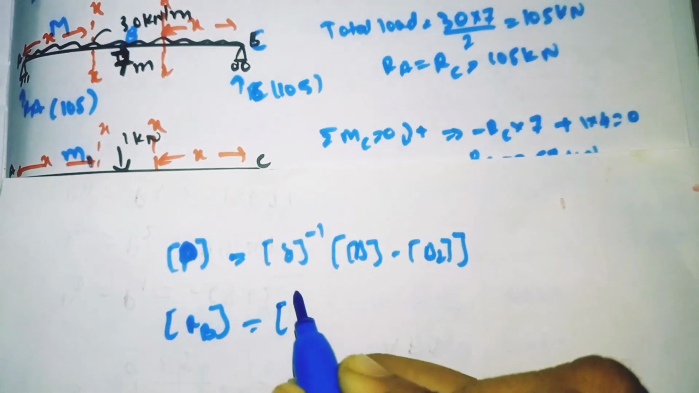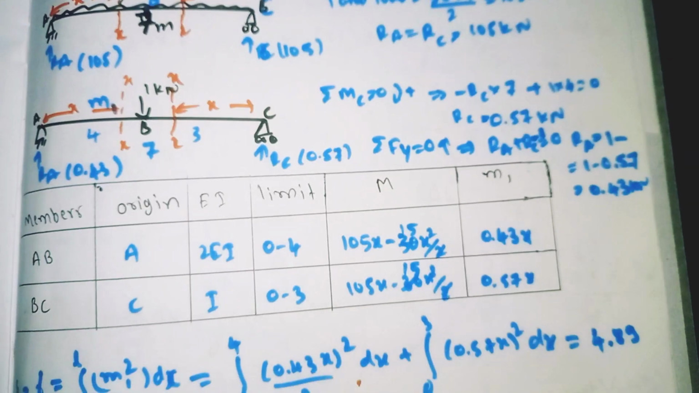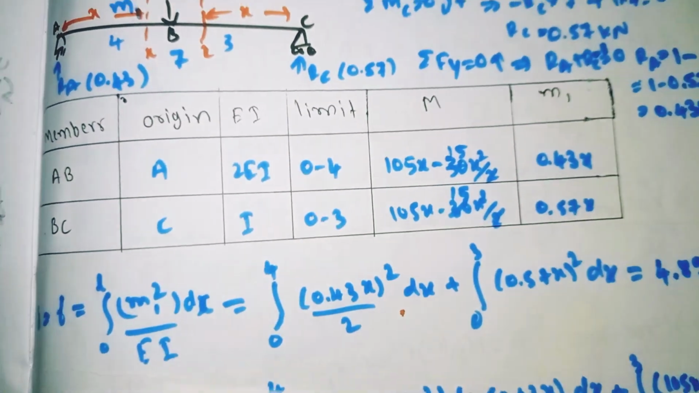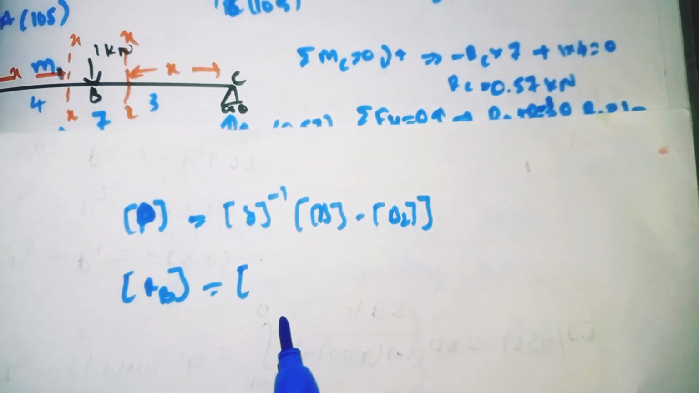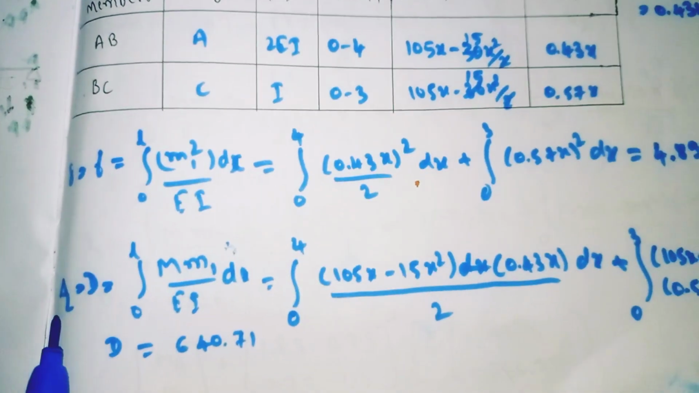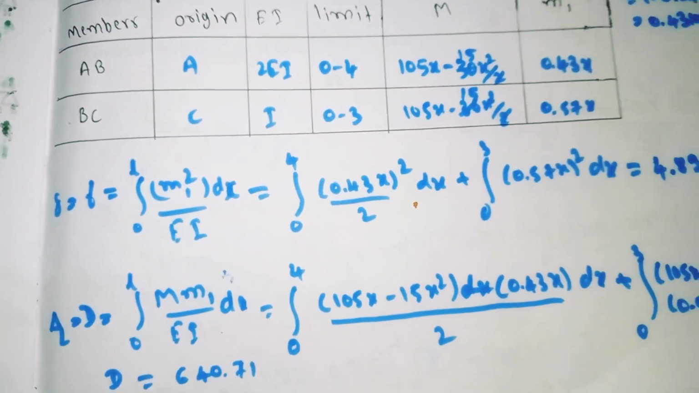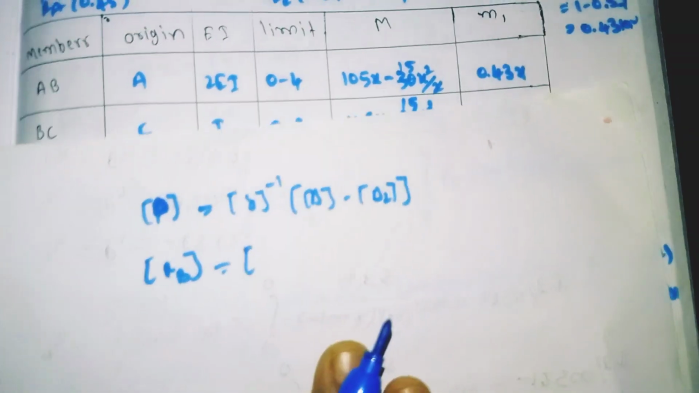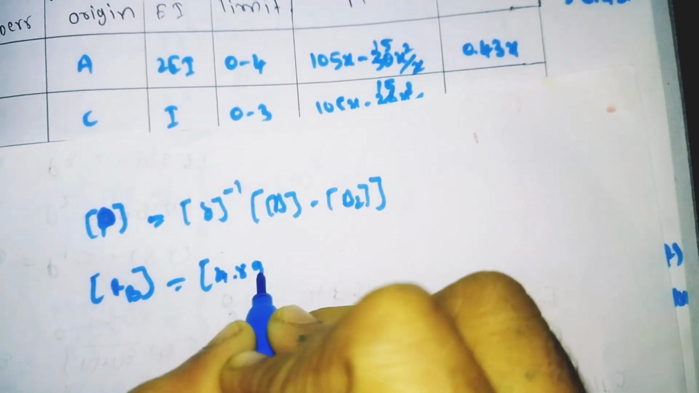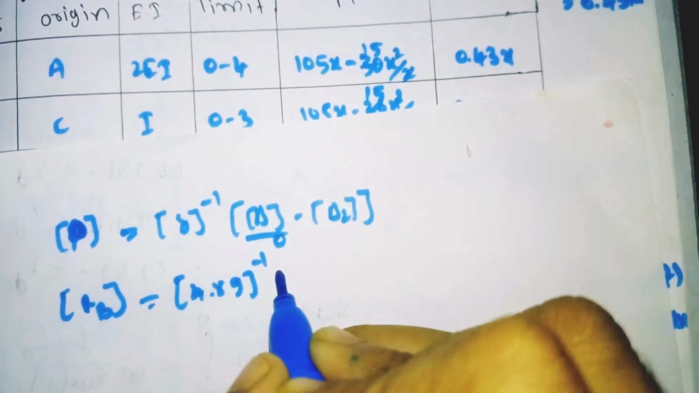And matrix of flexibility F11 we got was how much? So we got 4.89. So put it here. So flexibility matrix is nothing but our F matrix and your D is nothing but our displacement matrix. So I have written here. So I'll put it here. Substitute all the values. The value we got was 4.89 inverse. Submit. This value becomes 0, not given.